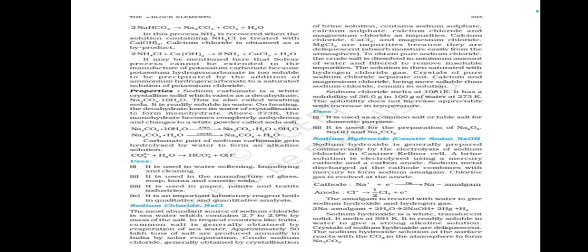Sodium hydroxide is a white translucent solid. It melts at 591 Kelvin. It is readily soluble in water to give strong alkaline solutions. Crystals of sodium hydroxide are deliquescent, and the sodium hydroxide solution at the surface reacts with the CO2 in the atmosphere to form Na2CO3.